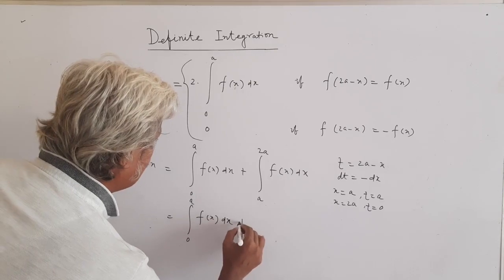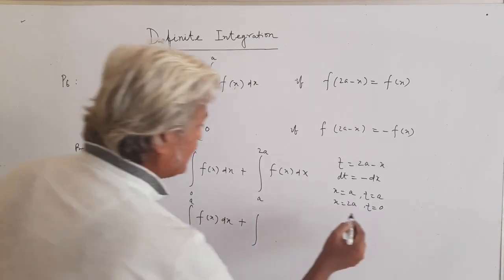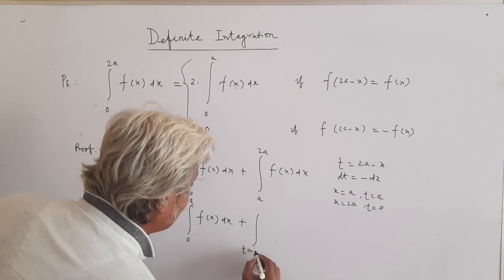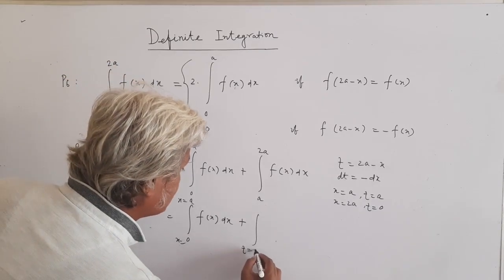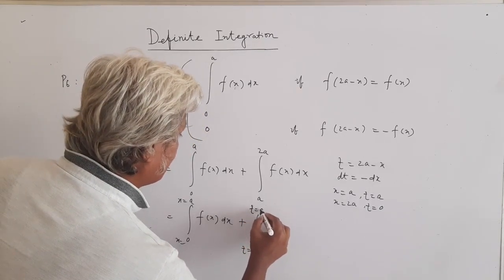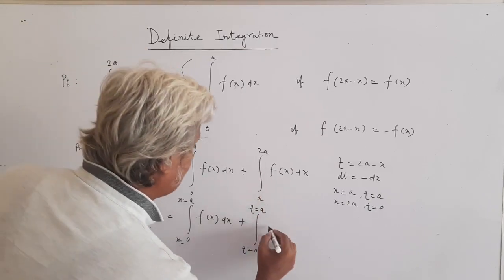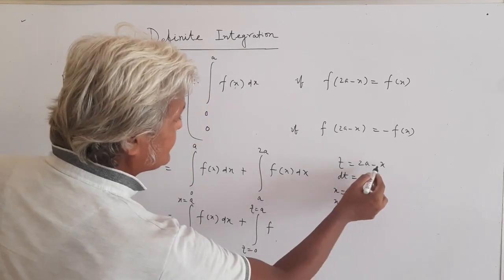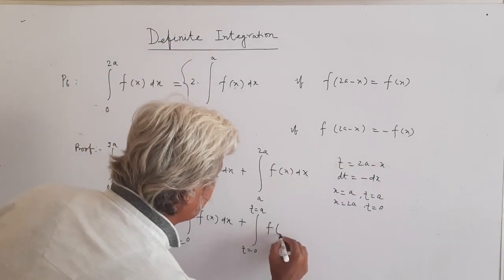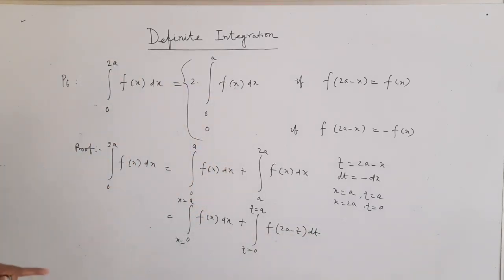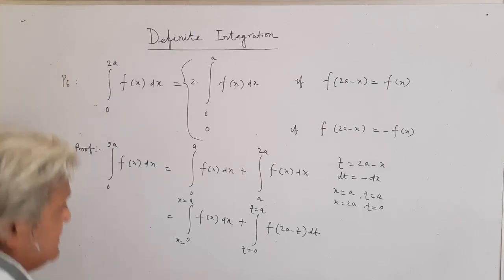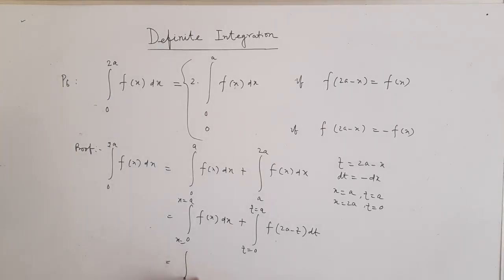So here we have our limit, this is 0 to a f(x) dx plus the limit now becomes t. So here I write t equals 0 to t equals a, and in place of x, what is x? x is 2a minus t. So f(2a minus t) dt. Now here I change the origin, so here I am going down. So now let's see. This part I leave as is, x is 0 to x is a.